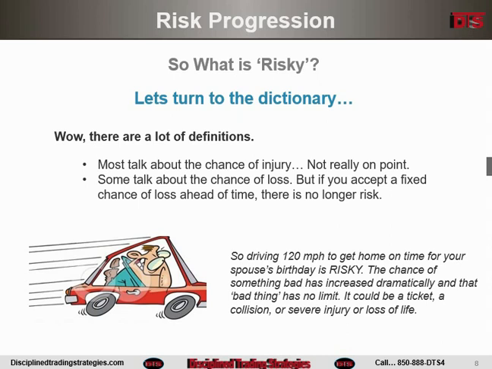So you're driving 100 miles an hour to get home for your spouse's birthday because you missed it is risky. That's risky because you now introduce the chances of things happening that wouldn't normally happen. The chance of something bad happening dramatically increased: getting a ticket, getting in an accident, getting a collision, injury, loss of life, all that stuff, right?